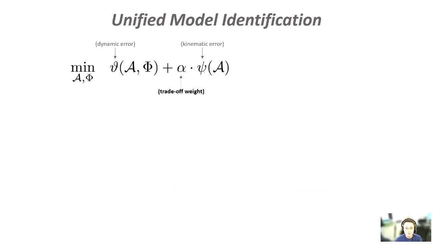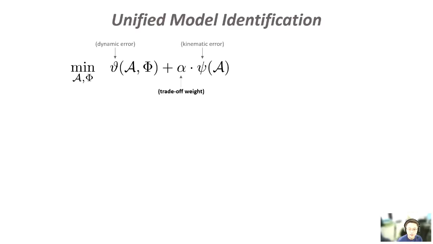The unification is surprisingly straightforward. We just add the kinematic error and the dynamic error together with a trade-off weight alpha. And the optimization variables are the kinematic parameter A and the dynamic parameter phi. As before, for simplicity, we just let A be the joint twist and tau be the mass inertia parameters. But these could be any other measurements depending on different types of robots and sensors.